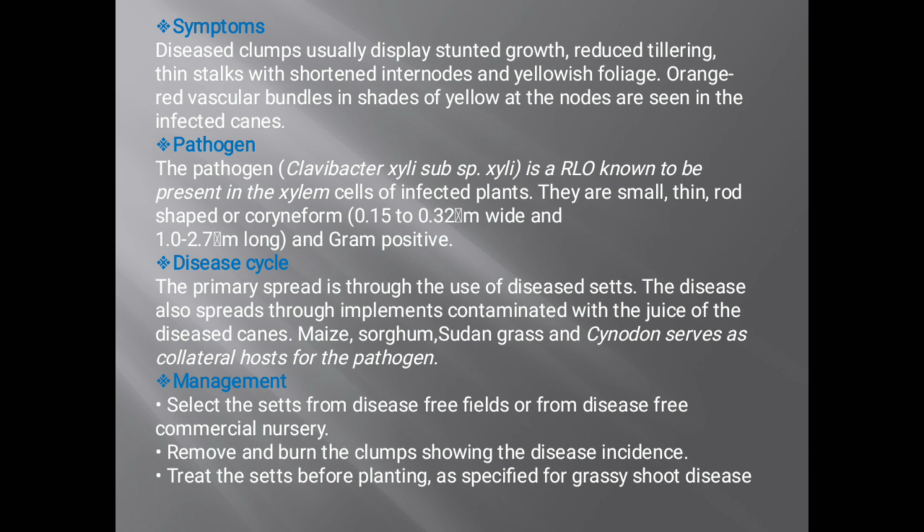Management: select the seeds from a disease free area or from a commercial nursery. Remove and burn the clumps showing the disease incidence. Treat the seeds before planting, as specified for grassy shoot disease.